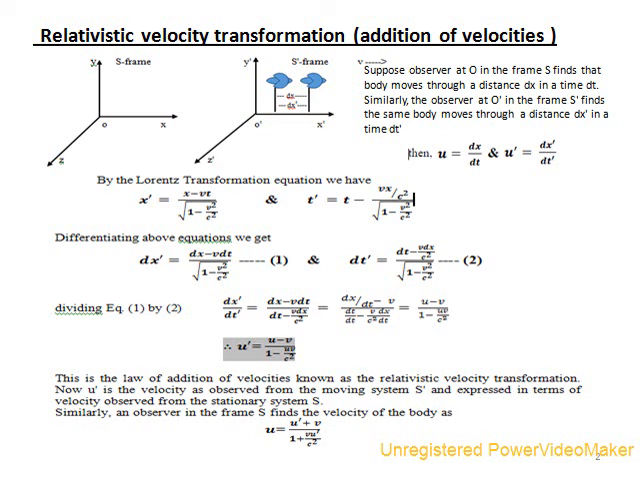Now, u dash is the velocity as measured from the moving system S dash, expressed in terms of the velocity observed from the stationary system S. Similarly, an observer in the frame S finds the velocity of the body as u equal to u dash plus v divided by 1 plus v u dash divided by c square.